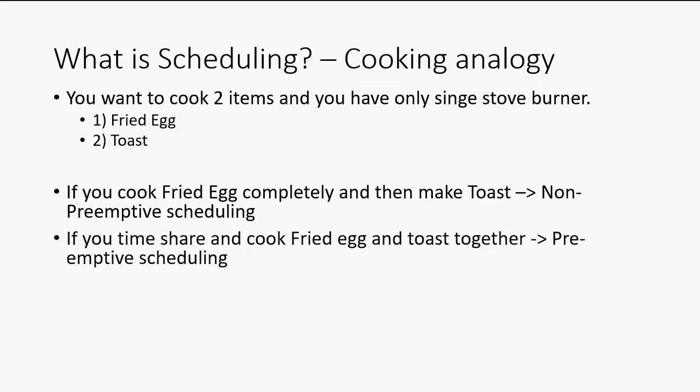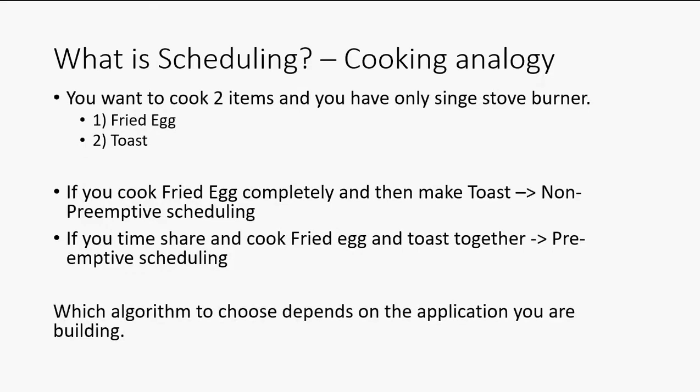And if you time share and cook the fried egg and toast together, this is called preemptive scheduling. That means you cook, let's say, the fried egg for maybe 30 seconds and then immediately switch to cook toast and then switch back to the fried egg until both of them are completely cooked. Which algorithm to choose depends on the application you are building. Let's say in the given cooking analogy, I feel non-preemptive scheduling works best. So it really depends on what application you are building.